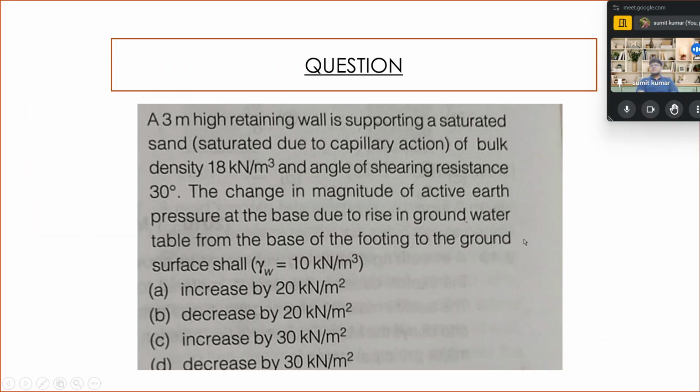Okay, so we are discussing the things regarding a 3-meter high retaining wall that is supporting.